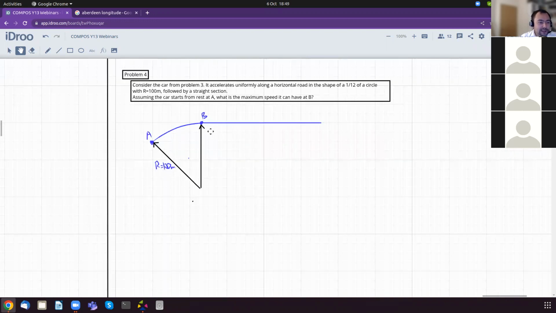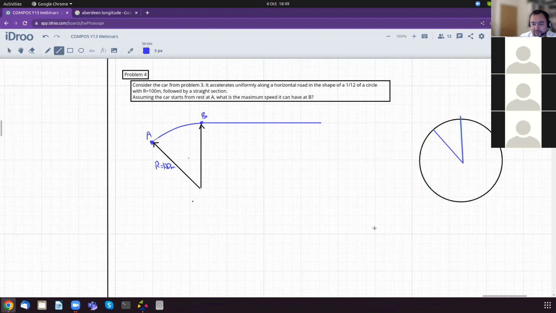Okay, problem four. Consider the car from problem three. It accelerates uniformly along a horizontal road in the shape of a 1/12 of a circle with a radius of 100 meters. So what we're talking about is there's a circle and there's a 1/12 of a circle, just like that.